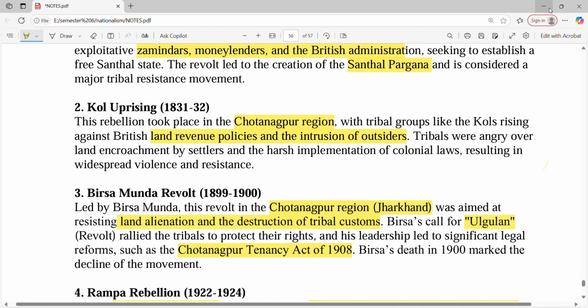After that, this led to the establishment of the Chota Nagpur Tenancy Act of 1907, preventing easy land takeovers. The birth anniversary of Bhagavan Birsa Munda is on 15th November. It is celebrated as Janjatiya Gaurav Divas.